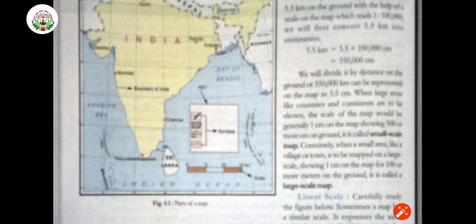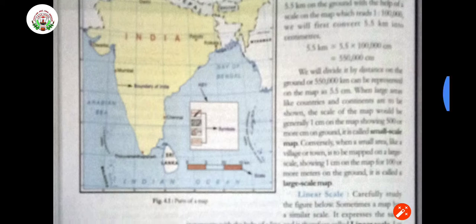And if you are going to convey a small area, like a particular place, village or town, it is to be mapped on a large scale, showing 1 centimeter on the map for 100 or more meters on the ground. It is called a large scale map. And when large areas are being taken, 500 or more kilometers will be taken as 1 centimeter. Okay, that will be called a small scale map.